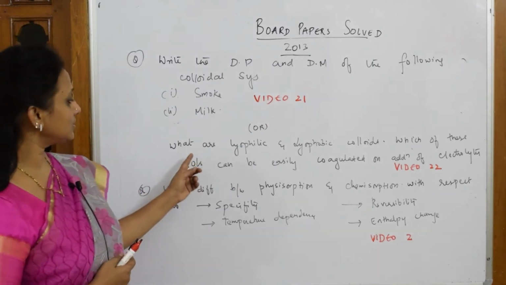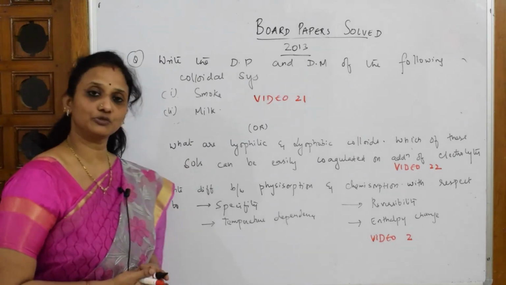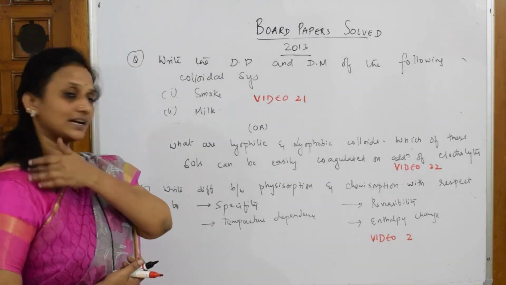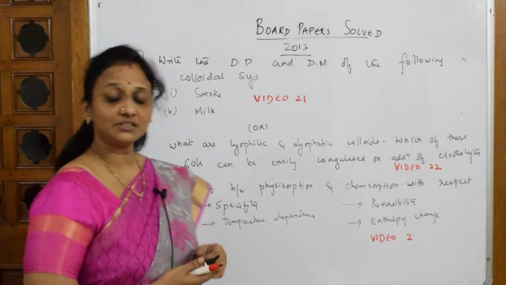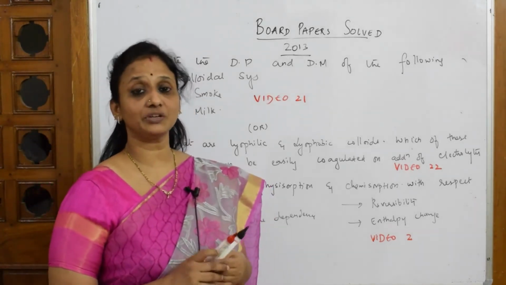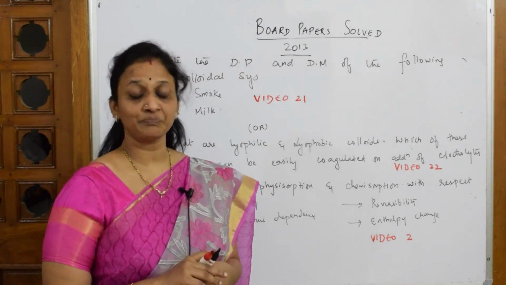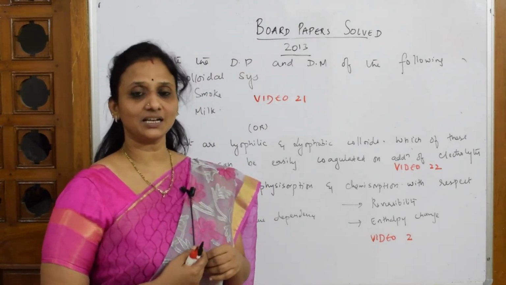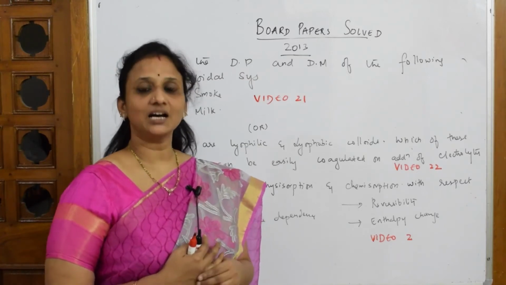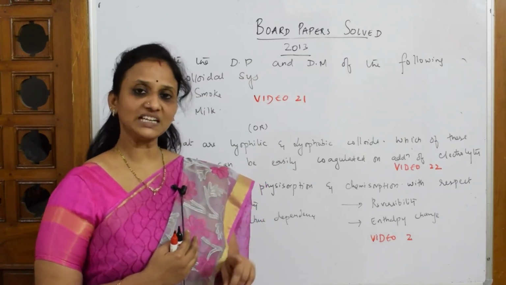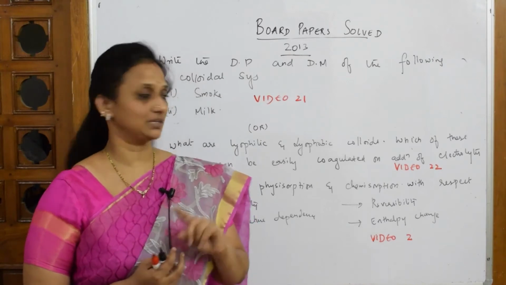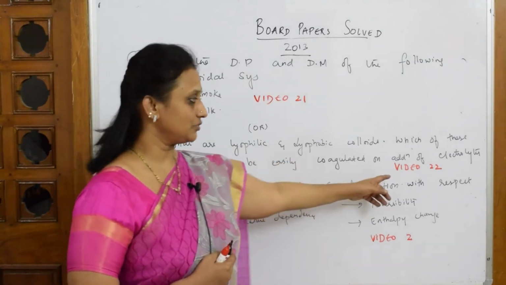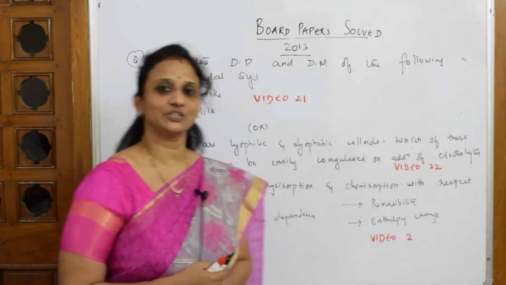Let's come back. They've given us: what are lyophilic and lyophobic colloids? Which of these sols can be easily coagulated on addition of electrolyte? Okay, I have done a video based on the nature of lyophilic and lyophobic colloids. I also asked you to remember this word, that is IRS. Remember that, IRS, not Indian Railway Services. IRS, I also said intrinsic, reversible and stable. In that way, I have also explained which is coagulated by an electrolyte in video number 22. Please watch that video. Done.